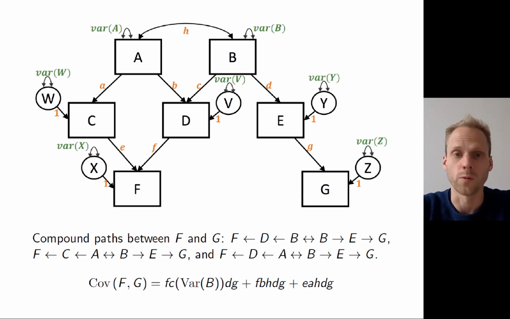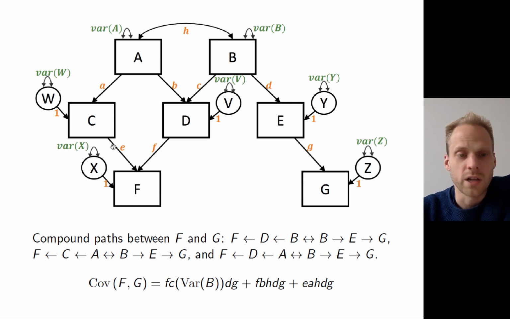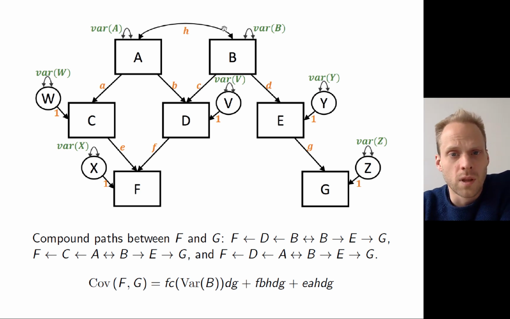There's something called Wright's path tracing rules, and I'll explain it in more detail in the lecture. But it's an easy way to use the path diagram to arrive at the same implied covariances and variances, which is really nice. The idea is that if you want the covariance between 2 variables, like F and G, we can first trace arrows backwards, so we go against the direction, until we find one double-sided arrow, which you can think of as a U-turn in the track. And from that point we go forward until we reach the variable of interest.